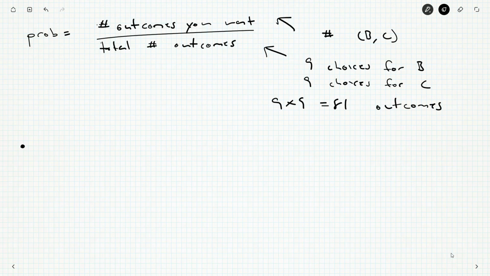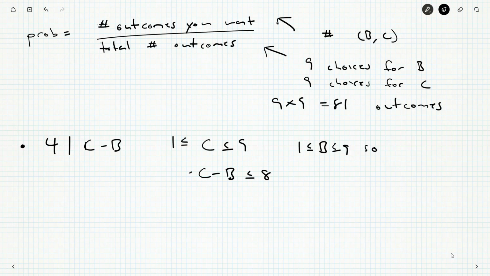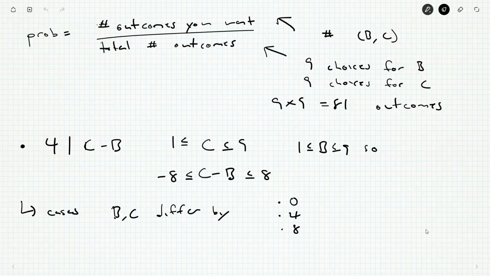So 4 needs to divide c minus b. c is at most 9, b is at least 1. So c minus b is at most 8 and at least negative 8. So we've got cases. I'm going to say c and b differ by 0. I was going to write it with absolute value, but I think I'll just say it verbally. So they differ by 0, 4, or 8. That's the worst that can happen. They can't differ by 12 or something like that. So how many cases have b and c differ by 0?